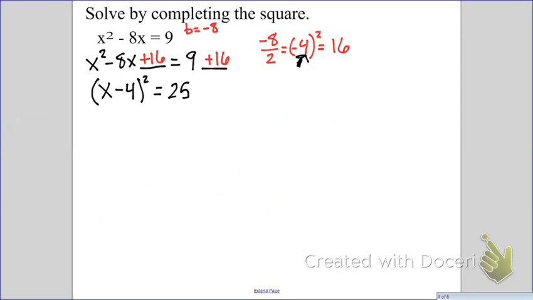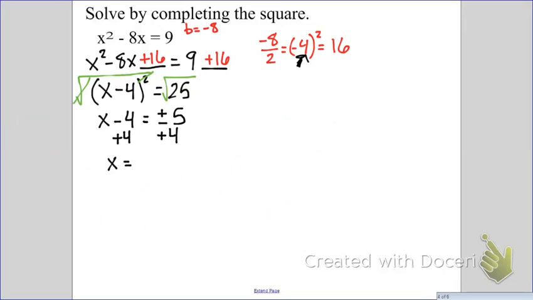The step to get rid of the square, the exponent, is the square root. Now those two cancel out. And our x minus 4 is equal to positive or negative 5. So this time I ended up with a much nicer number. Last time I had a 7. This time I have 25, so you go ahead and finish it. Add 4 to both sides.